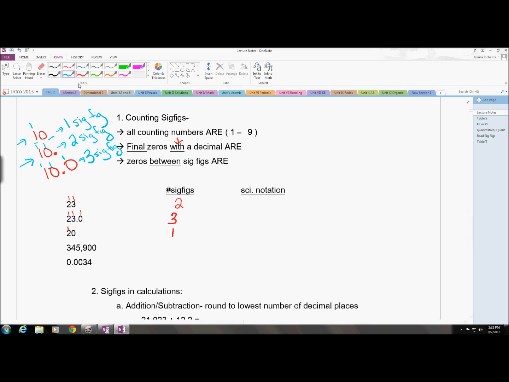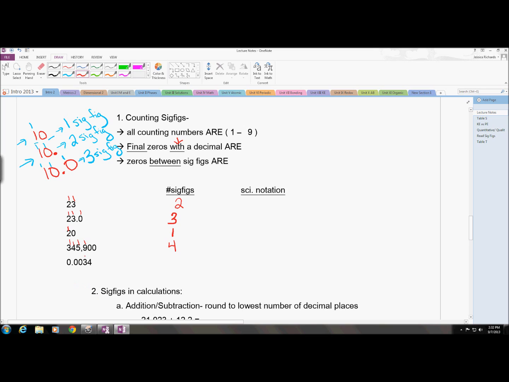Let's look at the rest of our examples down here. So if I look at a number like this, I go through the rules. All of the counting numbers count. So the 3, the 4, the 5, and the 9. Does it end in 0? Yes. Is there a decimal? No. So those zeros, that 0 doesn't count. Do either of these zeros fall in between things we've marked? No, so they don't count. This number has 4 significant figures.